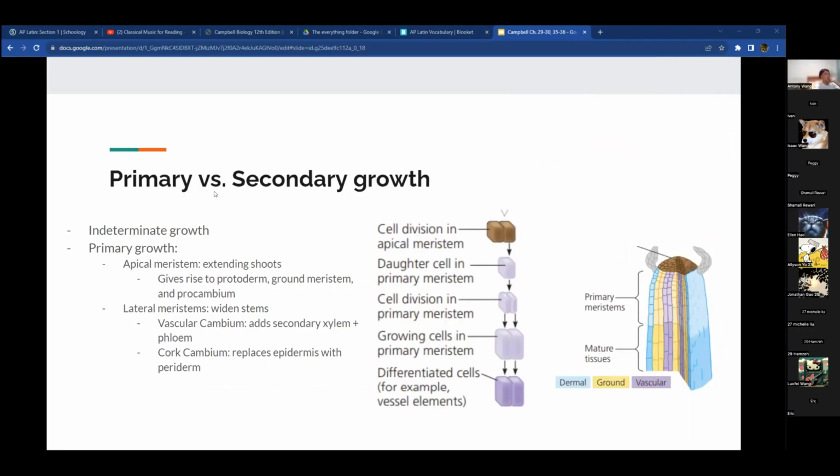And now let's talk about primary versus secondary growth. These are just fancy vocab. Primary growth is a plant growing taller. Secondary growth is a plant growing bigger, wider.